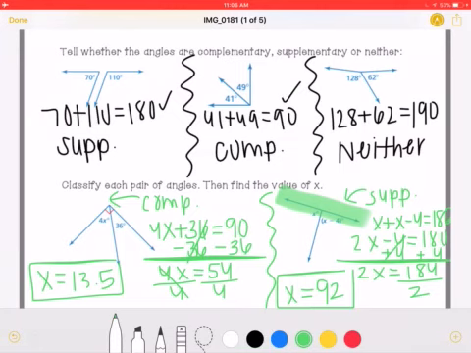So we told their relationships and we found X. So we are done. That is it for lesson 2.